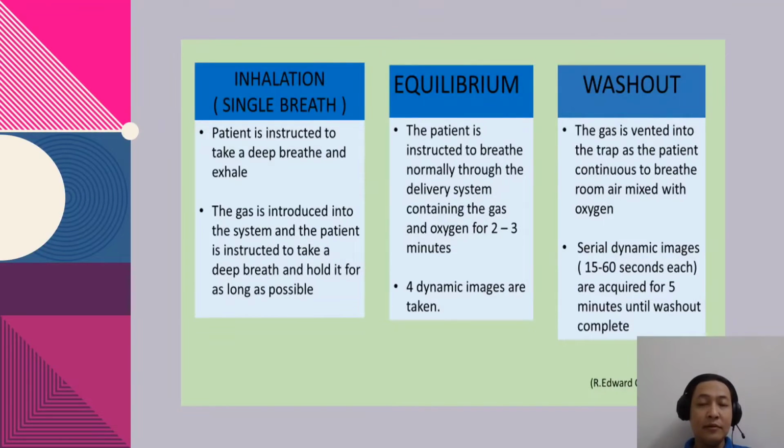For the washout phase, the gas is vented into the trap as the patient continues to breathe room air mixed with oxygen. Dynamic images, 50 to 60 seconds each, are required for 5 minutes until washout is complete.